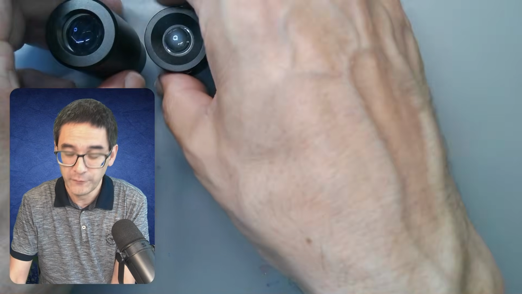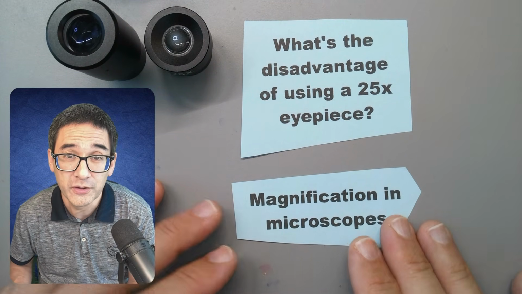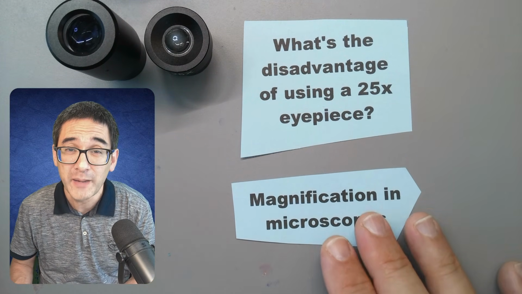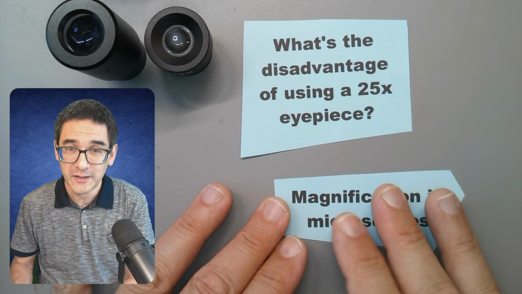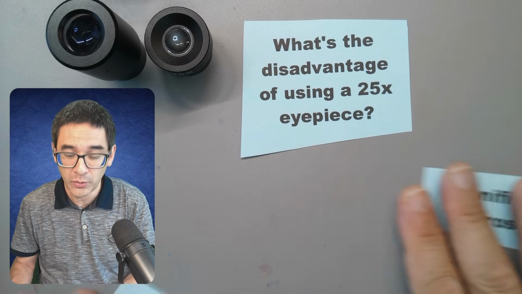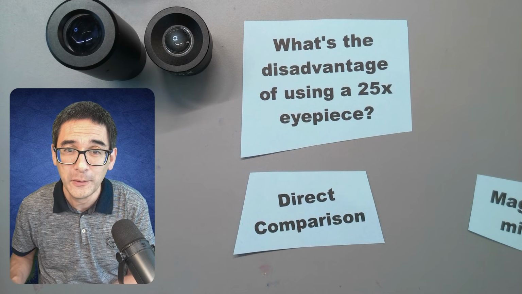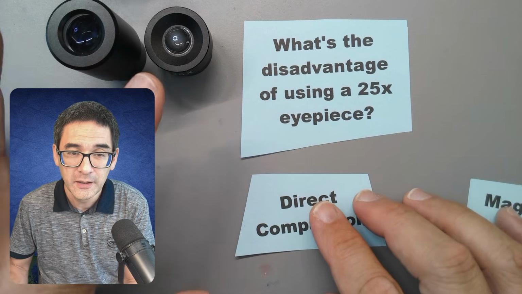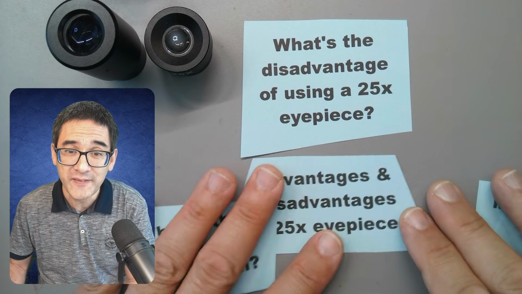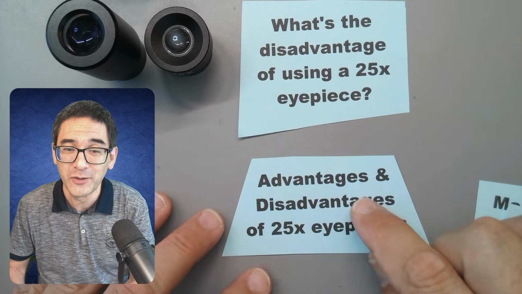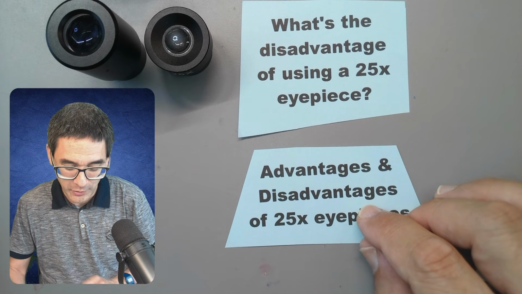I'm going to first give a short explanation of magnification in microscopes, simply as a short recap for those of you who are new to the topic. I'm going to keep that short. I'm then going to make a direct comparison. I'm going to put a few things under the microscope and we're going to directly compare how those eyepieces perform. I will then talk about the advantages and disadvantages, not just about the disadvantages, but also about those rare advantages. Not many of them, but there are a few.